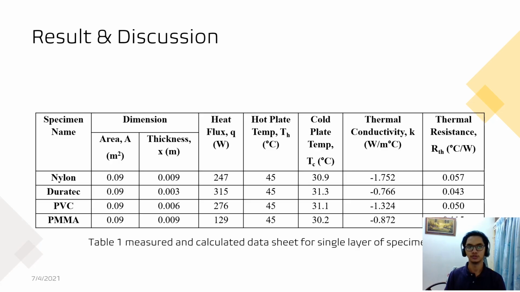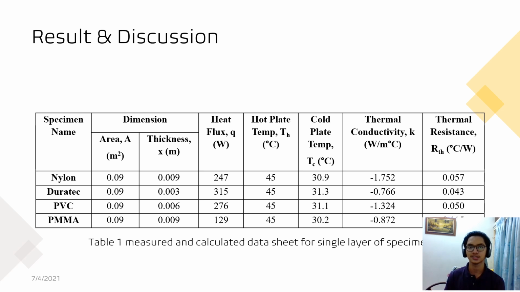Hi, back to me. Now I'm going to present the result and discussion for Table 1. First, we have 4 specimens. The first one is nylon. The area of the nylon is 0.09 meter square. The thickness of the nylon is 0.009 meter.